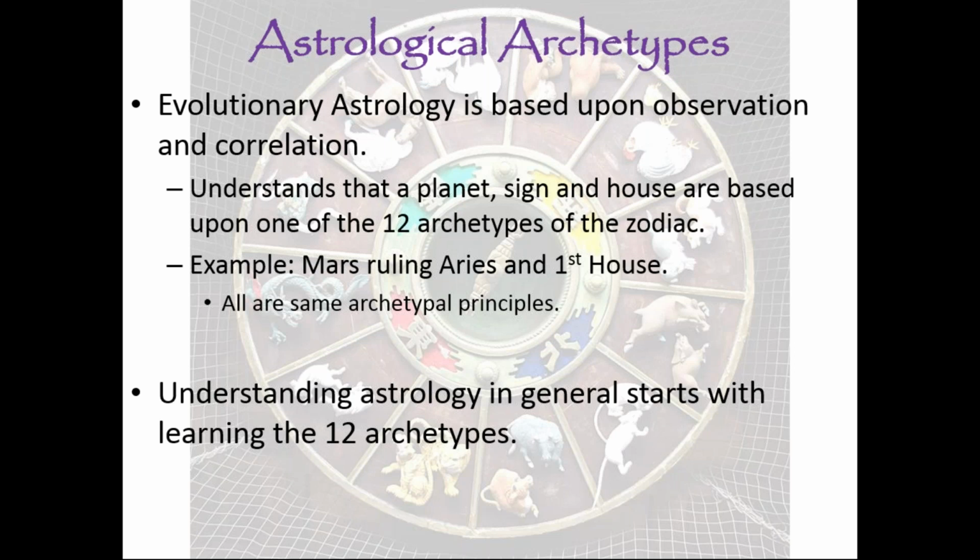Jeffrey Green always used to say that if you would just start with understanding the 12 archetypes, then you can extrapolate those 12 archetypes out to a planet, a sign, or a house.